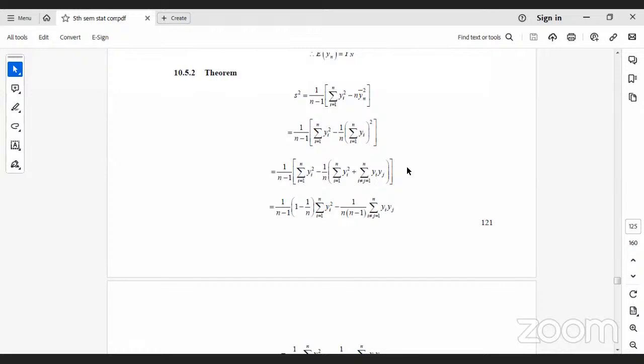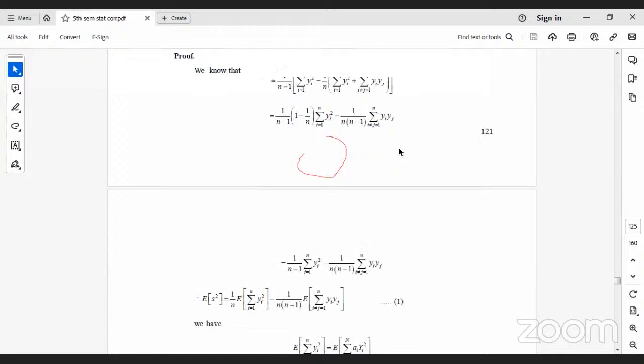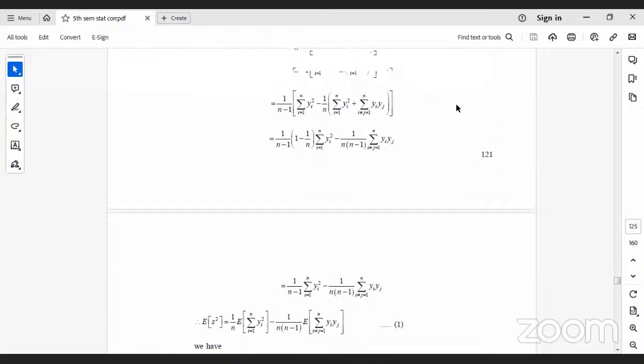So 1 by n minus 1, taking the cross multiplication here: 1 by n minus 1 of the summation of yi², again 1 by n, and 1 by n into n minus 1, summation of i not equal to j, j equal to 1 to n, yi yj. So 1 by n minus 1, 1 minus n by n, and n minus 1 by n. So n minus 1 by n summation of i equal to 1 to n yi², and after simplification, summation of yi² minus 1 by n into n minus 1 summation of i not equal to j of yi yj.